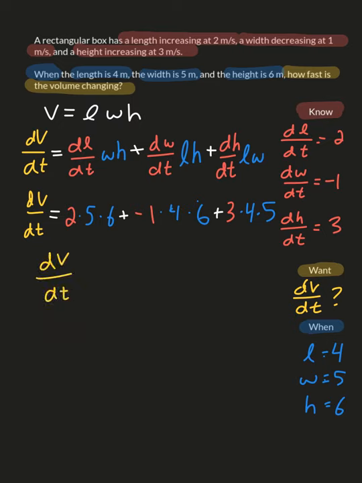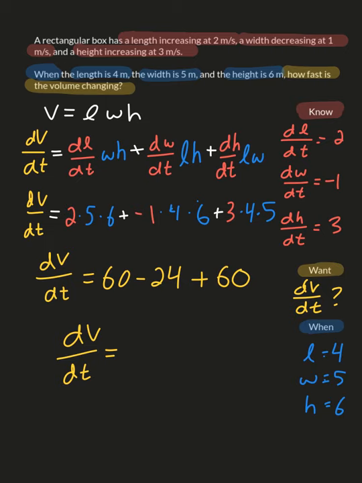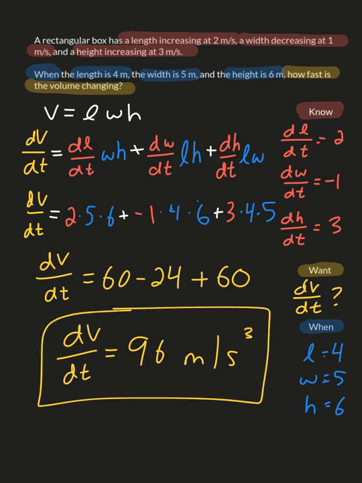That's why it's really important that you guys use the know, want, when format when you're approaching these problems, because they will get challenging. So dV/dt is equal to, let's see, that works out to be 60 minus 24 plus 60. So that works out to be 96, I believe. So at the moment when the length is 4, the width is 5, and the height is 6, the volume of that rectangular box is changing by 96 meters cubed per second. And that's our final answer.